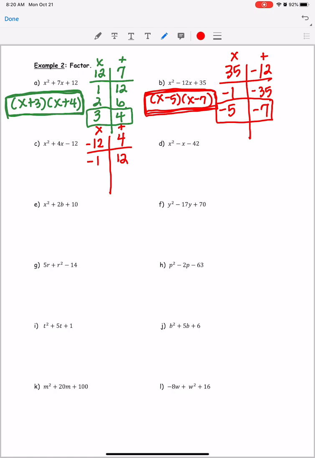So go to 2. Does 2 go in? Yes, it does. So -2 times 6 gives me -12. When I add, do I get to that +4? Yes, -2 plus 6 is a +4. So that means this factors to x minus 2 and then x plus 4.